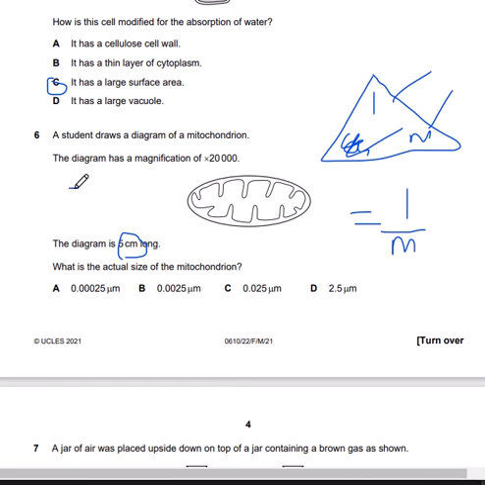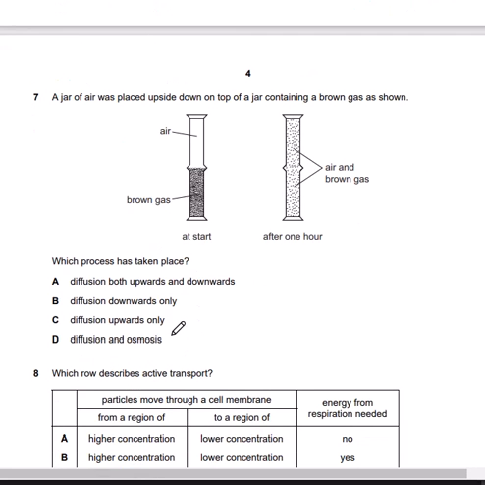So basically you multiply 5 times 10,000 over 20,000. Let me type this in the calculator. So that will give you 2.5 micrometers.